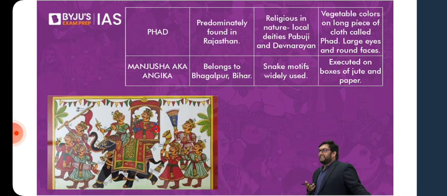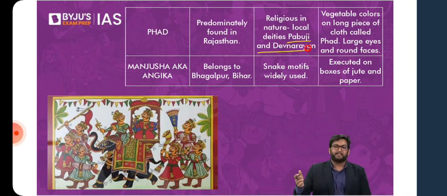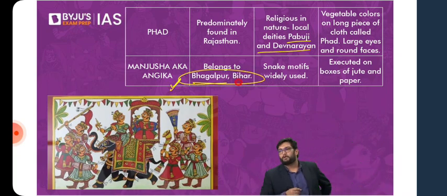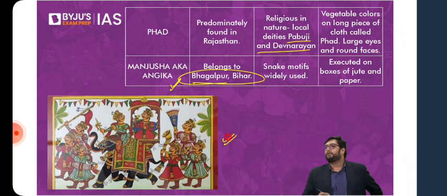Thereafter, the last two. Fad, which is Rajasthan, linked to the Pabuji tradition and the Dev Narayan tradition, the local deities which are there. And then you have, last, Manjusha or Angika, which again comes from the Bhagalpur, Bihar sector, as we see executed on jute boxes and jute and paper. So Angika, again very common in the sector. So Bihar we've seen two.